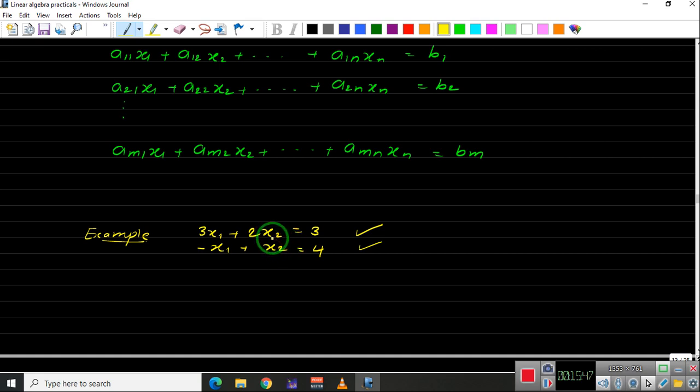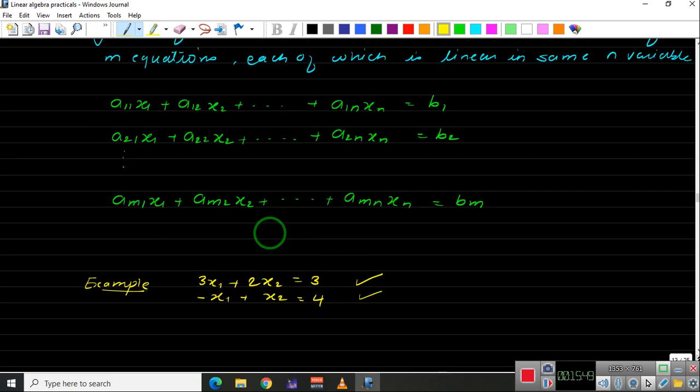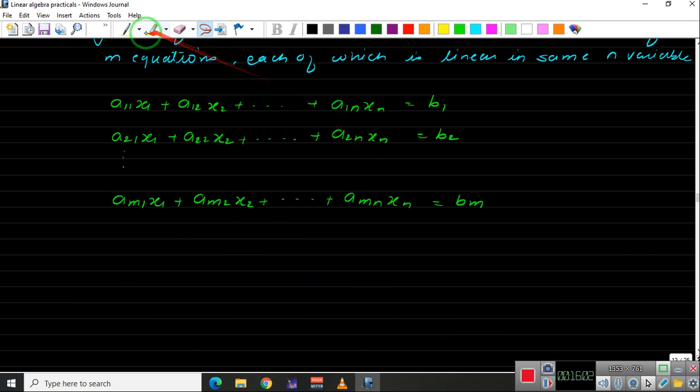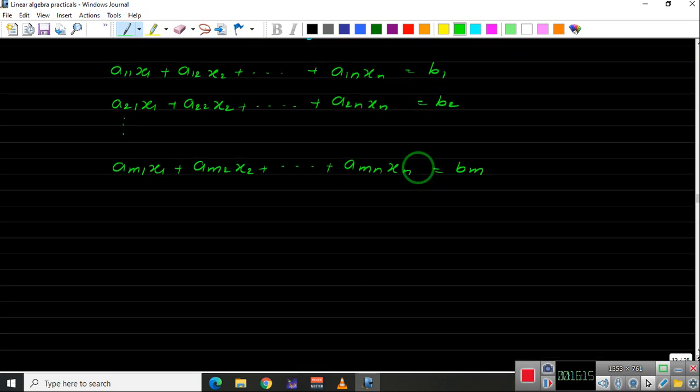Okay, so now you can try to get this. You can go for the elimination method. You can try to get the values of x1 and x2. Okay, but let me come back here. Now, if you see this, the same system of equations, you can write this in the matrix form. We already saw how to multiply and how to add matrices, right? So here we can write this in the matrix form.